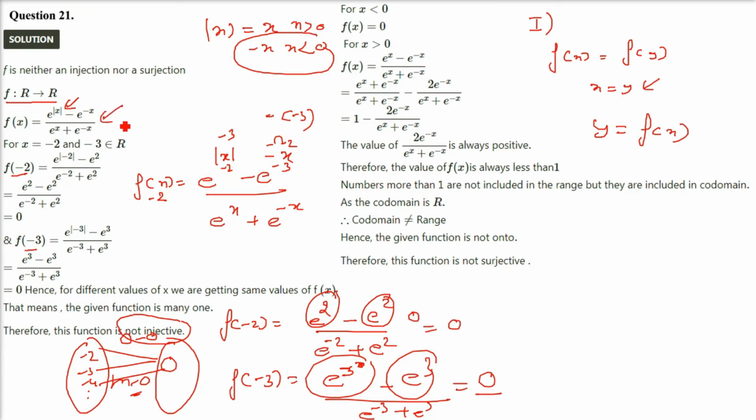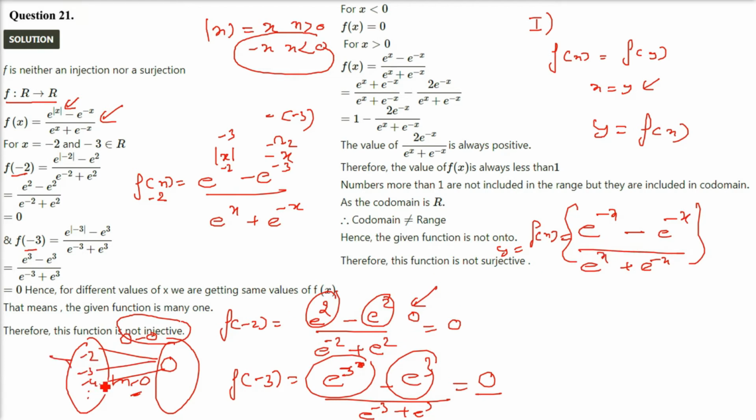When we take x less than 0, negative 1, negative 2, negative 3, or any negative real number, we just saw it is going to give you 0 in the discussion of injectivity. If you put x negative, mod x becomes negative x, so you get e raise minus x minus e raise minus x, which is 0. We already proved it with minus 2, minus 3, minus 4. So for x less than 0, f(x) will always be 0. Now coming to x greater than 0.